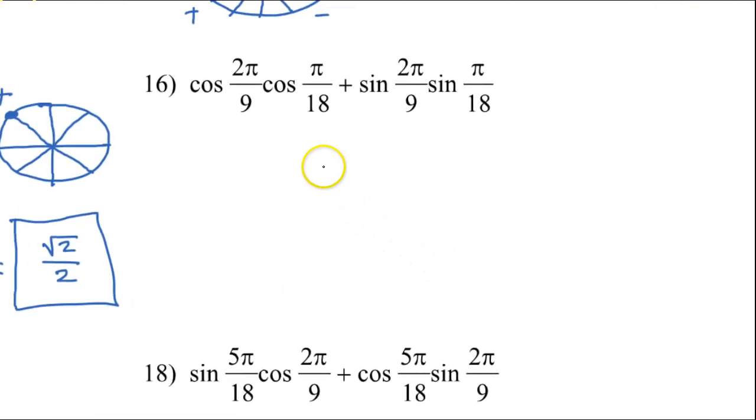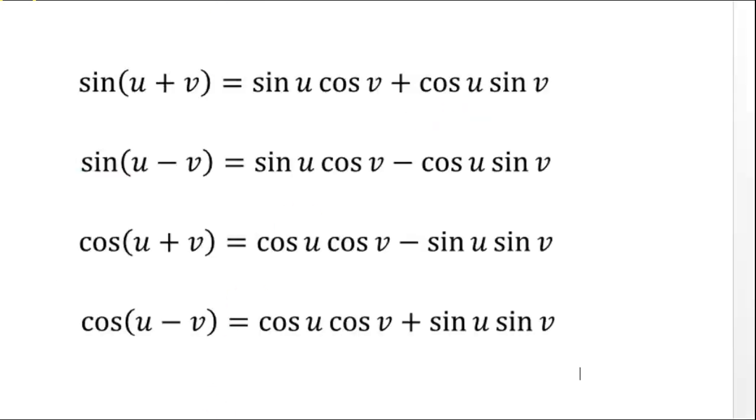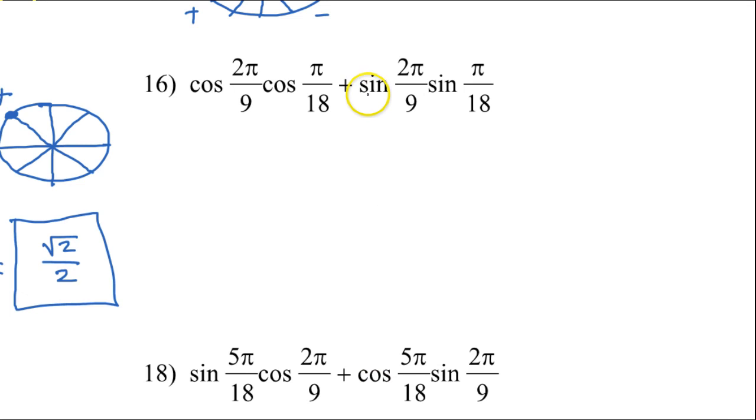Okay, number 16. Cosine, cosine, sine, sine. When I see that pattern, I know I'm going to be dealing with one of these bottom two. It's either going to be cosine of angle plus angle or cosine of angle minus angle, because these are the ones that go cosine, cosine, sine, sine. But the middle sign is the opposite. So what do I have? This is addition. So that tells me that instead of addition, it's going to be subtraction.